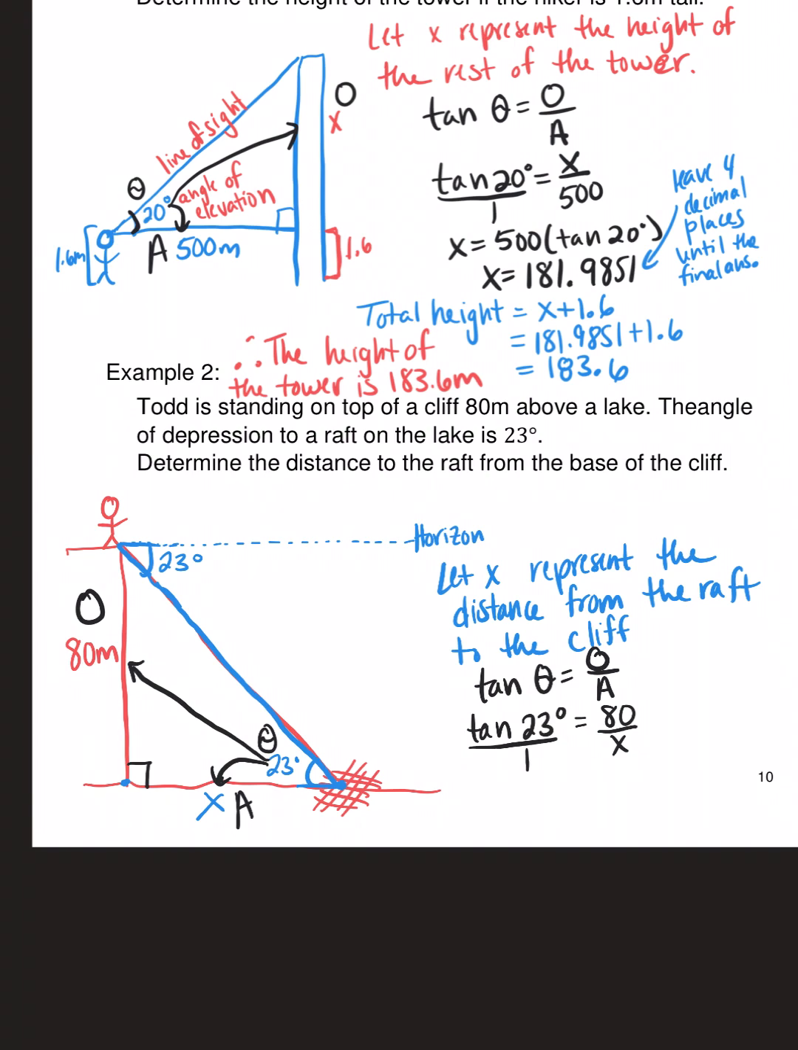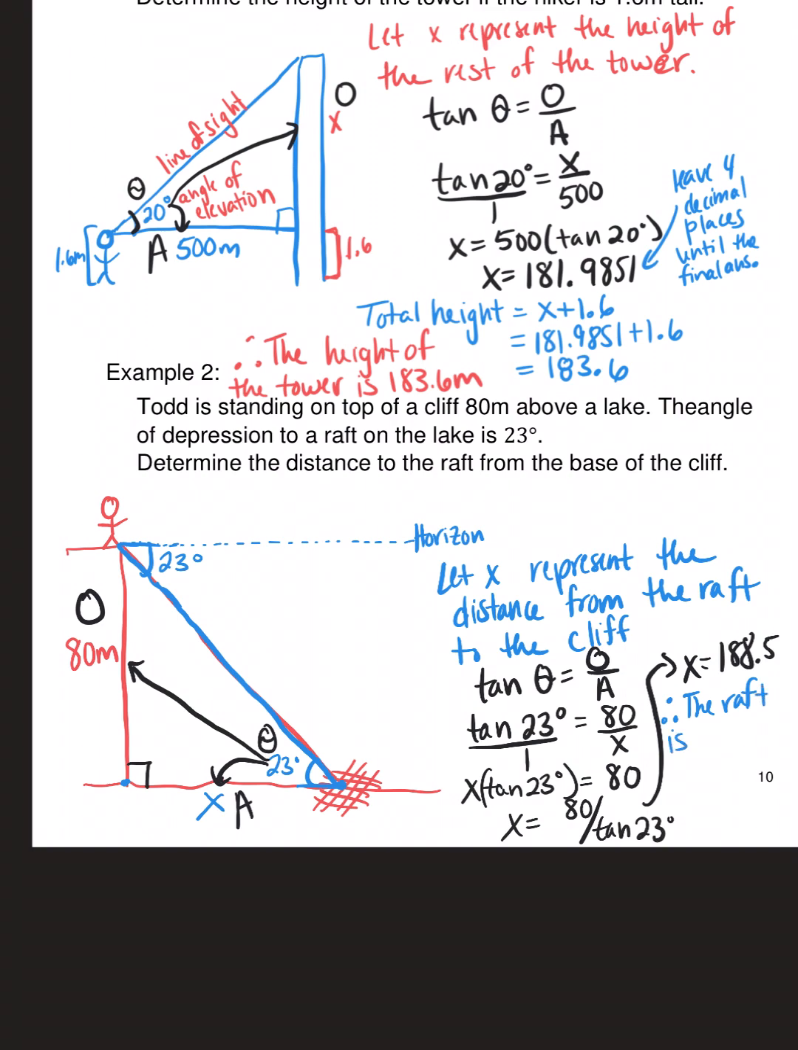We'll put that over 1, and then we'll cross multiply to solve. So we'll have x times the tangent of 23 degrees is equal to 80 times 1, which is just 80. And then we will divide both sides by the tangent of 23 degrees. So when you calculate that, you should get 188.5. So we'll just make sure we answer that question. So therefore, the raft is 188.5 meters from the cliff. Okay, so just working with angle of elevation, angle of depression, but still using those primary trig ratios. That's all for your notes for today.